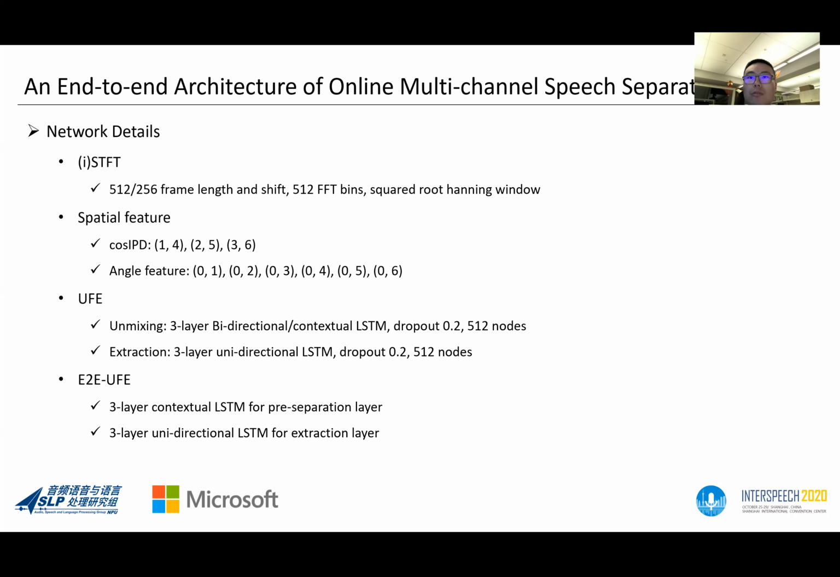The extraction network in UFE and the E2E UFE is always a 3-layer unidirectional LSTM with 512 nodes. The pre-separation layers of the E2E are 3-layer contextual LSTMs, while for the UFE unmixing network, we added in the experiment a 3-layer bidirectional LSTM for comparison.